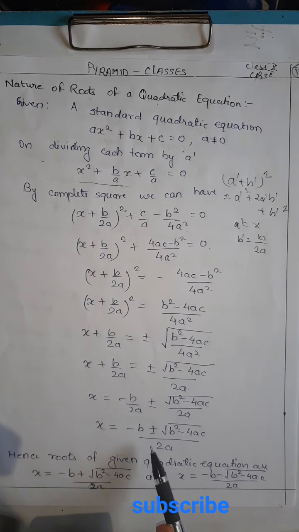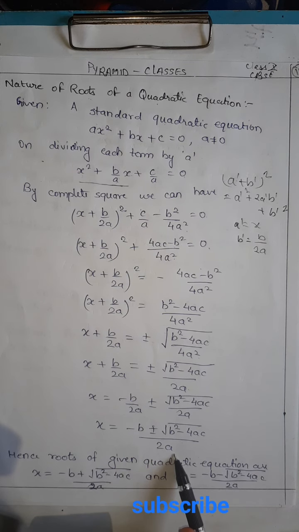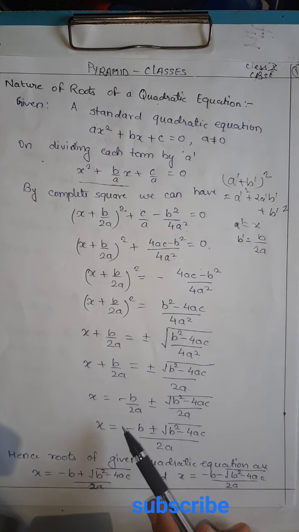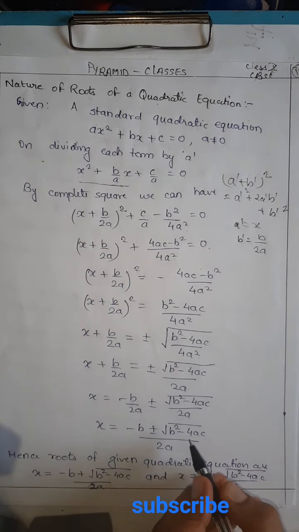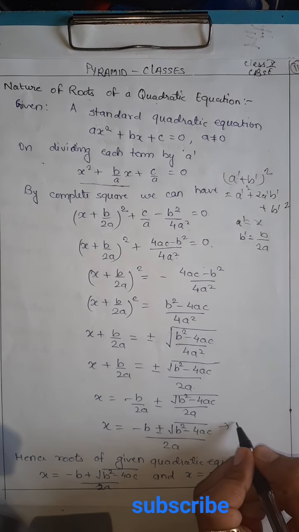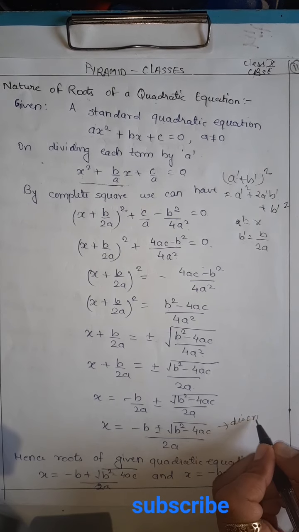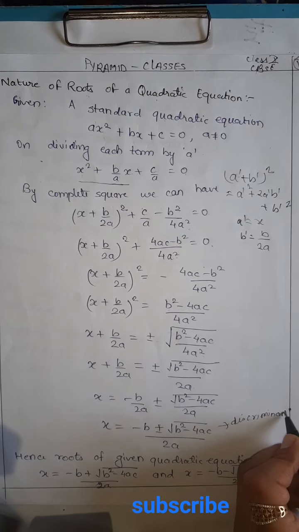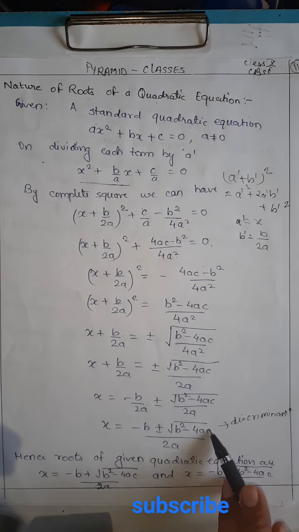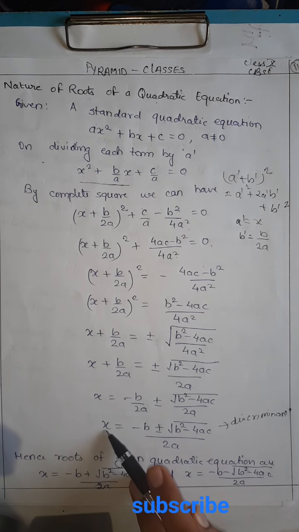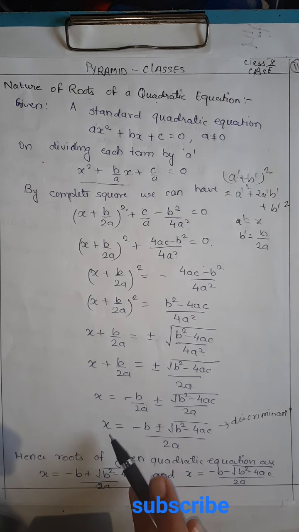On taking the LCM, x is equal to minus b plus minus under root of b square minus 4ac by 2a. Taking one positive sign and one negative sign, we get the two roots of the given equation, or the two values of x. And what is this part under root of b square minus 4ac? This part is called the discriminant. It will decide the nature of the roots. It decides whether the value of x is a real number, equal numbers, or something else.